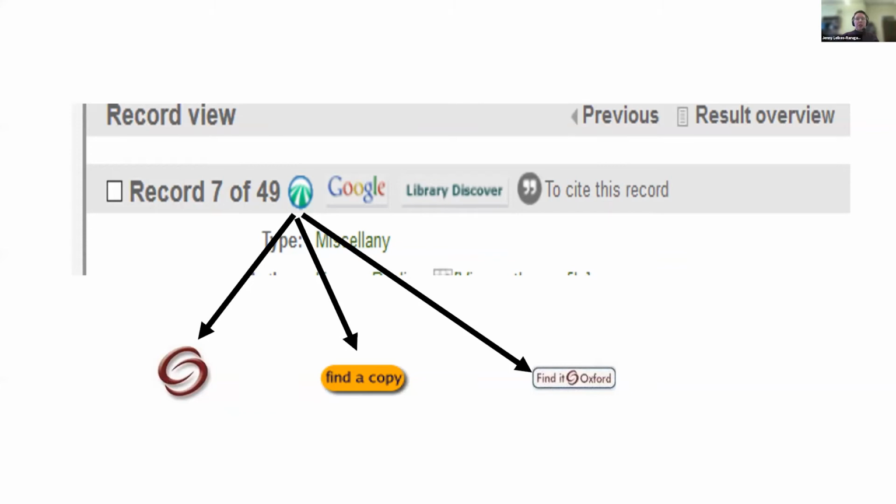At the top of the record, you'll notice that there are lots of different logos, and these are ways of being able to access different materials. Firstly, you can search by your institution's library, which may appear as the different logos shown here. By clicking on that, you'll be taken through to your library catalogue, where you can find information about print availability or online access, whether your institution has that or not.